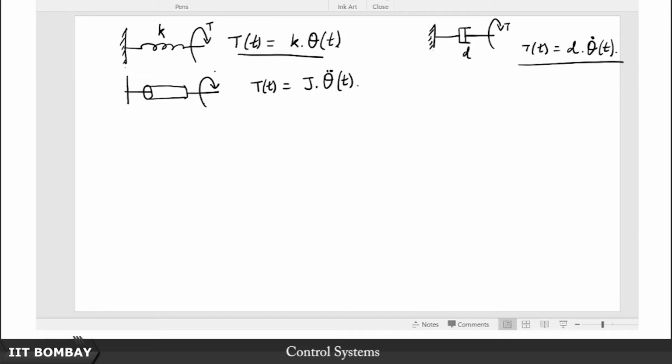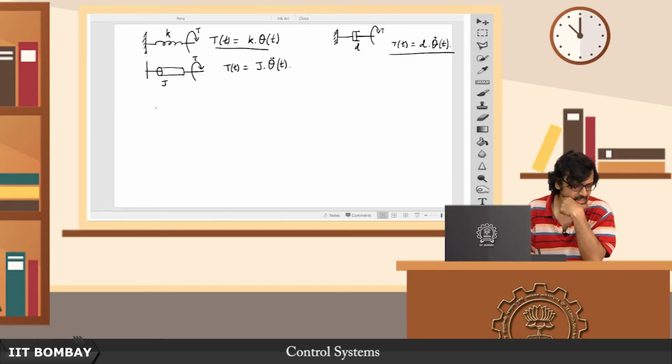Keeping these in mind, it turns out that writing down the equations of a rotational system is not really very different from the ones we have already seen, which are translational mechanical systems. So an example would serve the purpose perfectly. So let me take an example.